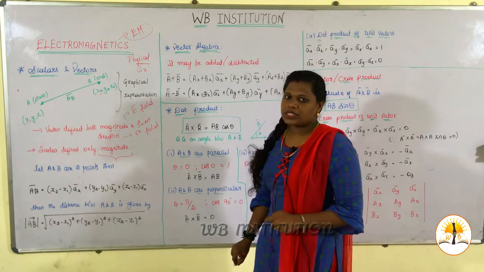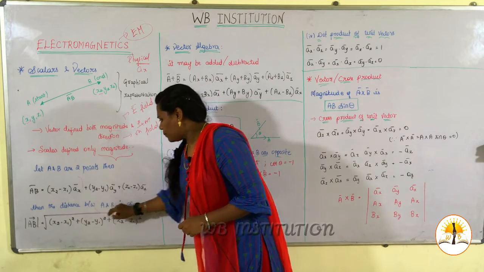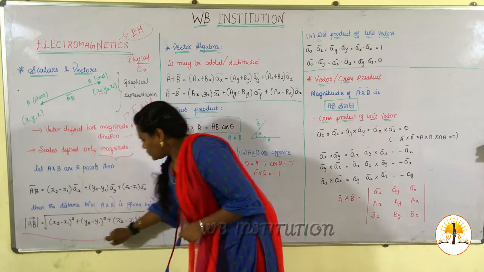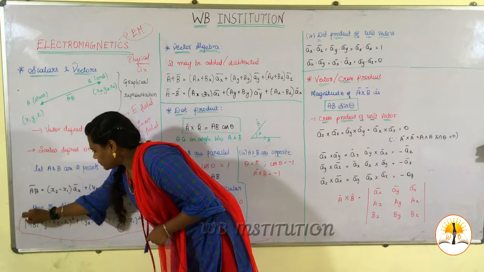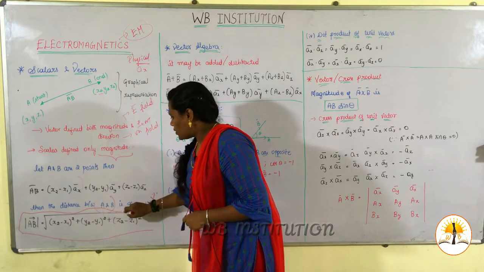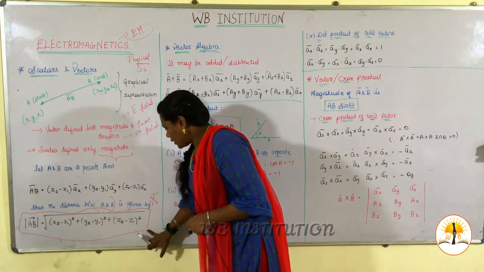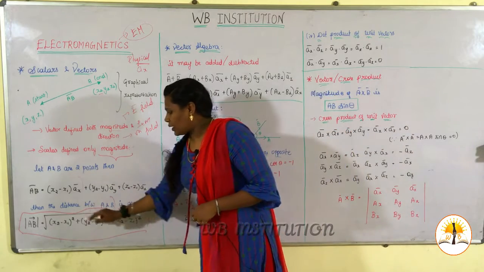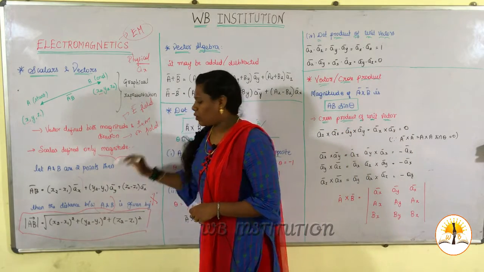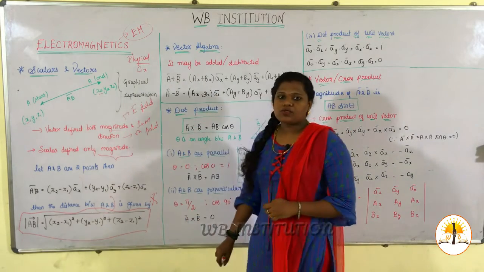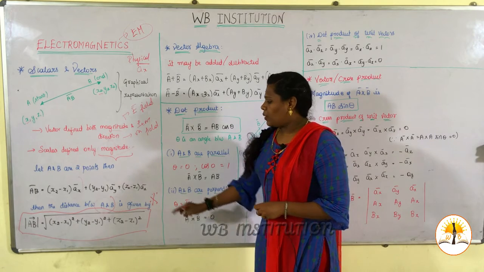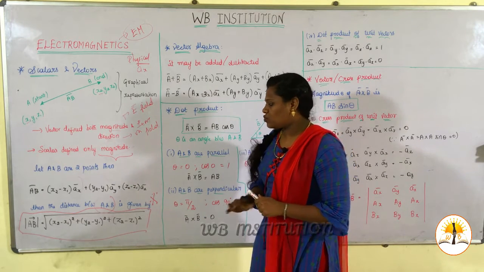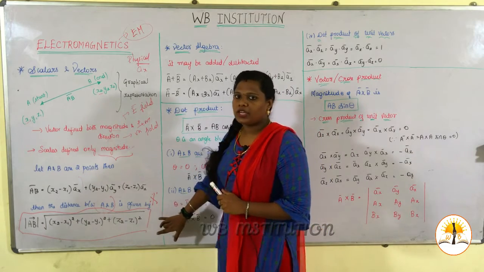Then, for the distance between A and B, this formula is very important. Three points will be given and you need to find the distance between any two vectors. The distance is the square root of (x2 minus x1) whole square plus (y2 minus y1) whole square plus (z2 minus z1) whole square. It is used to find the distance between any two vectors.